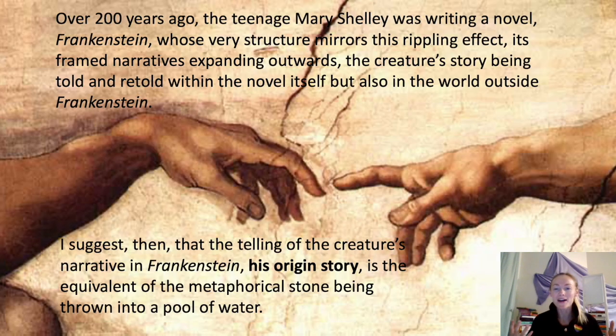Over 200 years ago, the teenage Mary Shelley, Frankenstein was published when she was only 19 years old, which is nuts. The very structure of its framed narratives mirrors this rippling effect that is used to describe the awakening of consciousness. The story is told and retold, both within the novel, as I'll explain, but then by us outside the novel. It's still being retold in so many different iterations. It's crazy, it's wonderful, showing how this idea has been kept alive, and transfigured and transformed by us, but still holding that essential meaning.